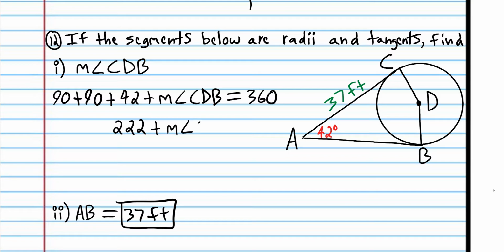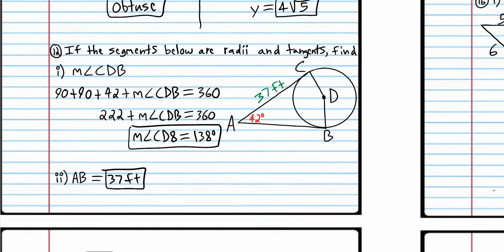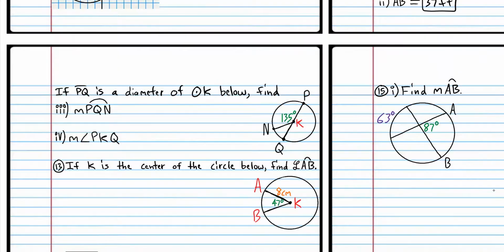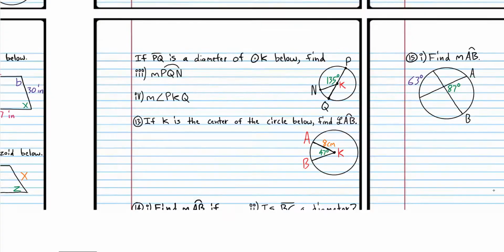plus the measure of angle CDB is equal to 360. Subtract 222 from both sides, and we get 138. So if you got 138 degrees, good job. On to part 3 of this problem. Go ahead and try part 3. When you come back, we'll do it together.